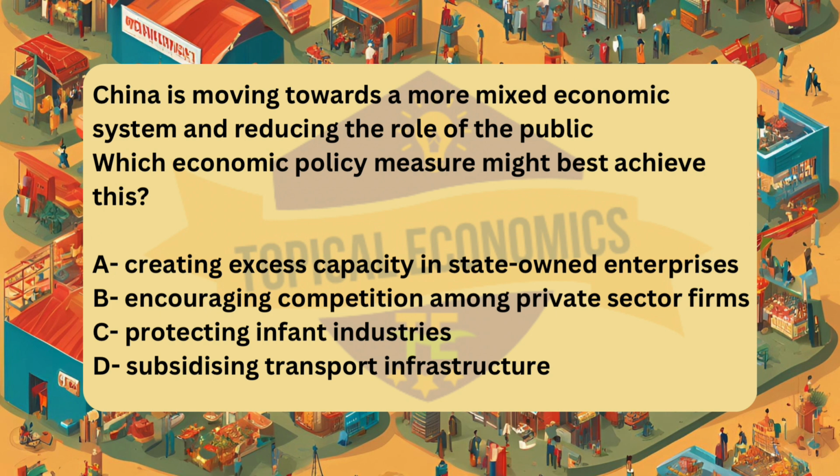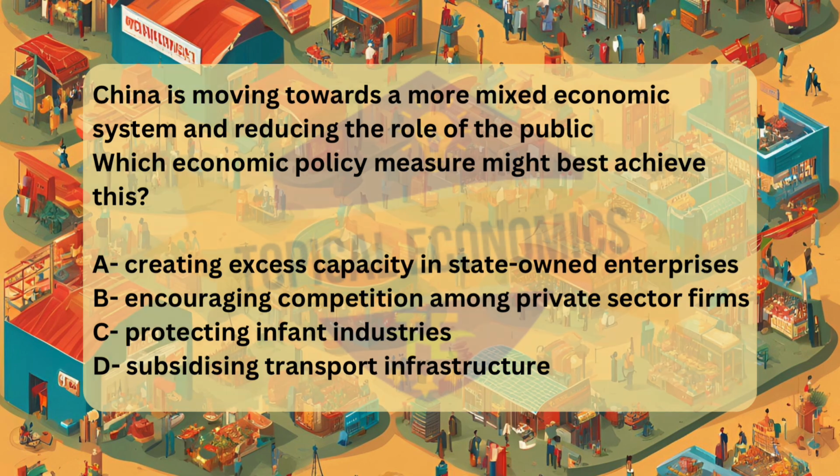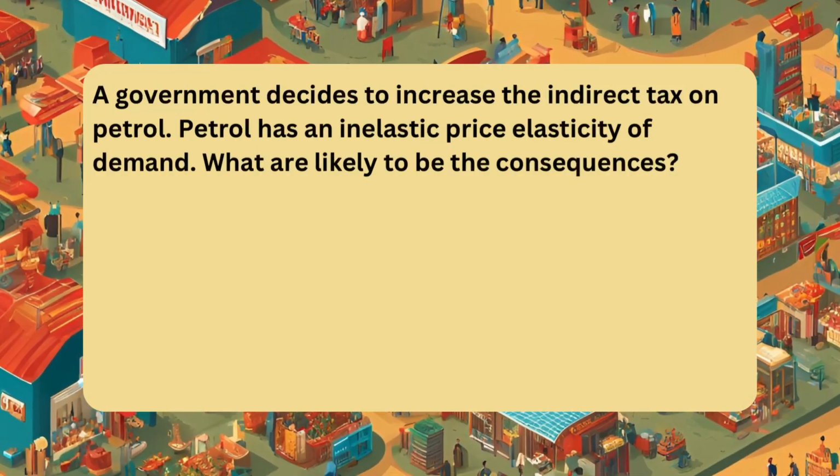Lastly, option D, subsidizing transport infrastructure, represents another form of government spending that maintains or even increases state involvement in the economy, particularly in areas like infrastructure, which are often under public control. Thus, encouraging private sector competition, option B, is the most effective policy for China to reduce the role of state-owned enterprises and move towards a more mixed economic system, where both the state and the private sector play significant but balanced roles.